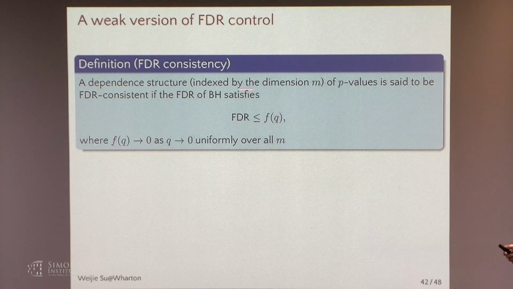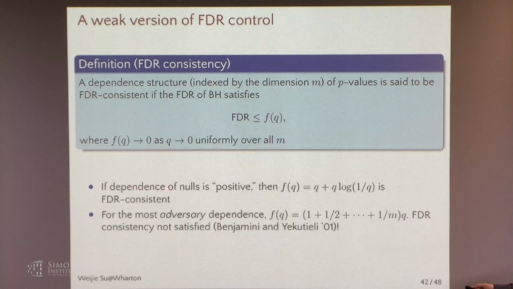We say that a dependence structure, a series indexed by the dimension, is FDR consistent if the FDR of any compliant procedure satisfies that FDR is below f of Q. Here, f can be any function as long as it converges to 0 uniformly over the dimension. This is what we call FDR consistency. If the dependence of the nulls is positive, then as we know, it's consistent. So we have shown it. In the worst adversarial dependence, FDR can be as large as log m times Q, and then certainly it's not FDR consistent.